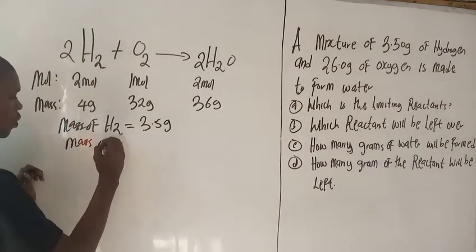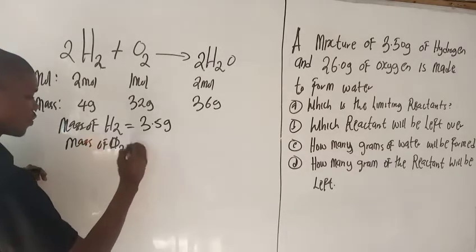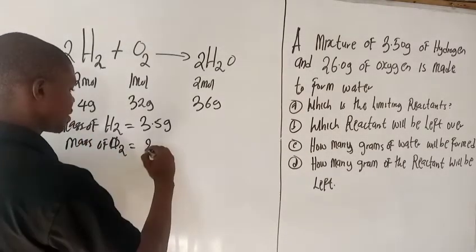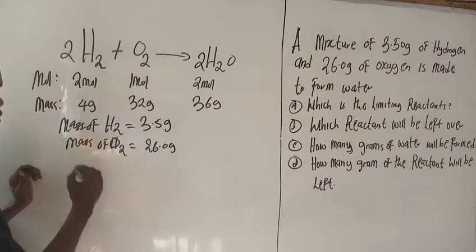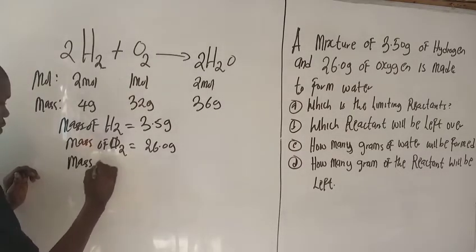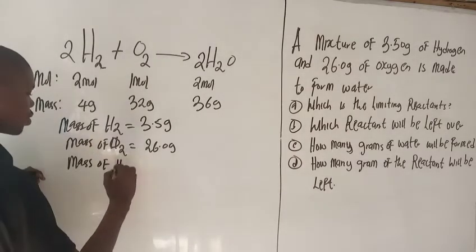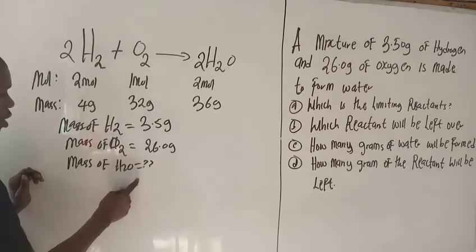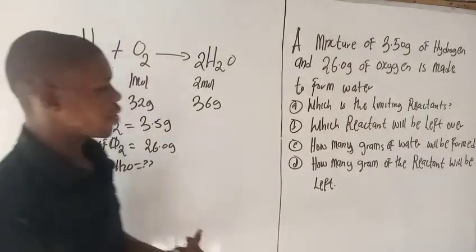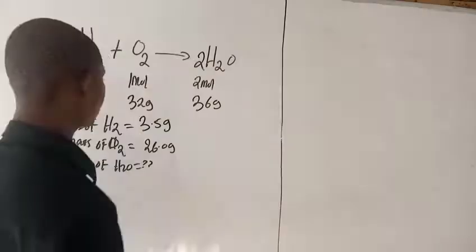The mass of oxygen was also given to me to be 26.0 gram. Now what you are calculating is the mass of H2O. So we want to use this one to calculate this one here, and this one to calculate this one here. So I want to wipe this board here.